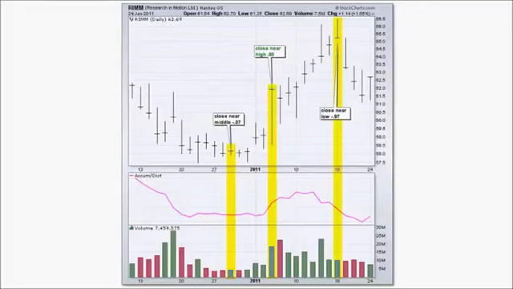The AD line will be positive when the close is in the upper half of the high-low range for the day, and it will be negative when in the lower half. Now what does this mean?